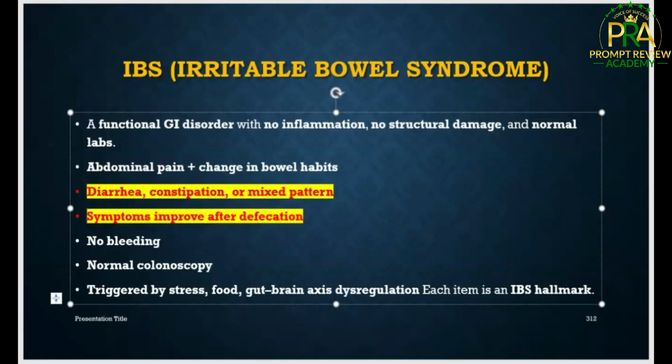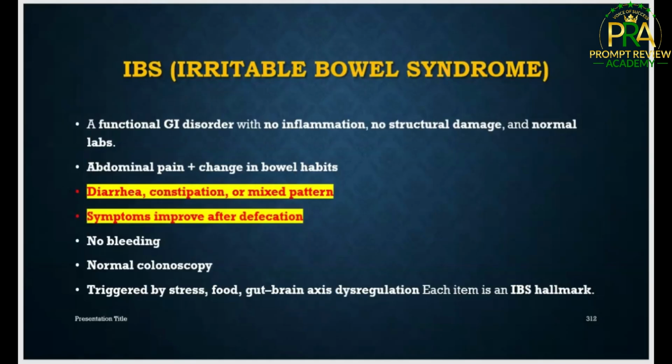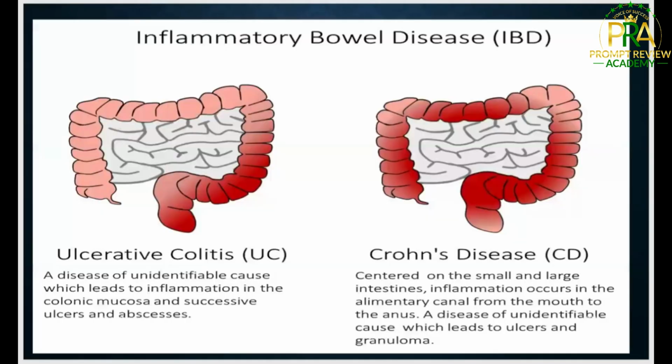Then let's go to inflammatory. Inflammatory now, no longer irritable. Inflammatory bowel disease. Under inflammatory bowel disease, we have two conditions there. So what are those two conditions? Crohn's disease and ulcerative colitis.